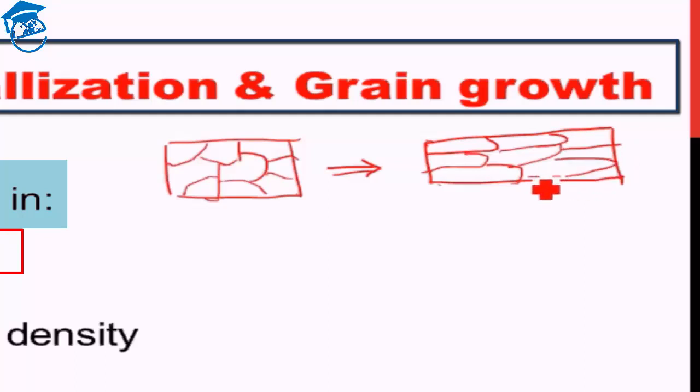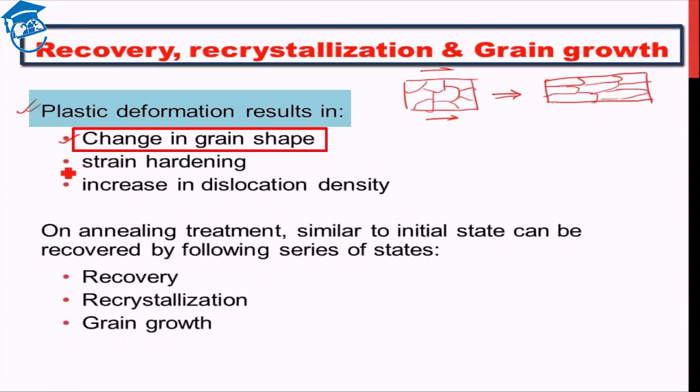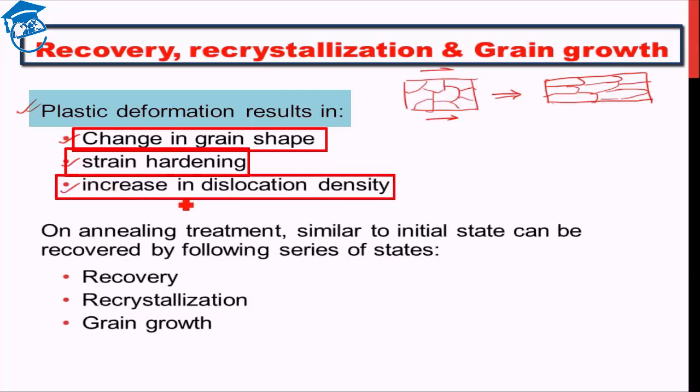The elongation takes place in the direction of the rolling. So if the rolling was done in this direction, the grains become elongated in this direction. So basically plastic deformation leads to a change in the grain shape. This is an observable difference under a microscope. Obviously, as we discussed, it leads to strain hardening due to an increase in the number of dislocations, and that is the third thing, that there is an increase in dislocation density.